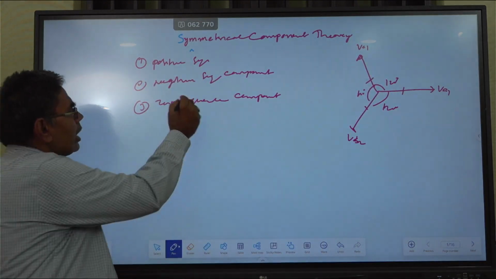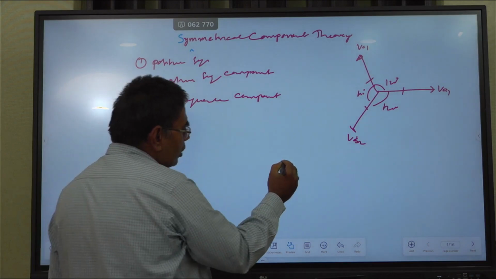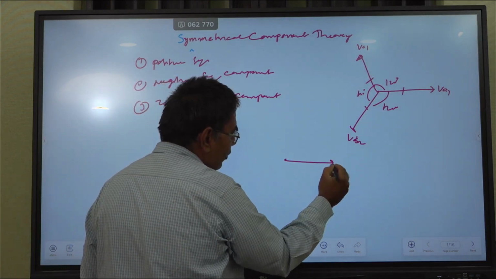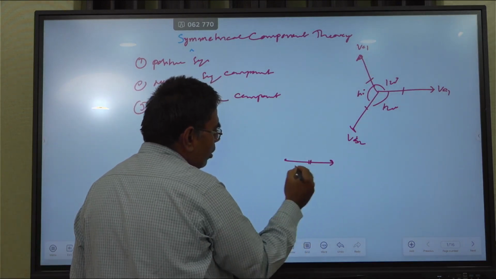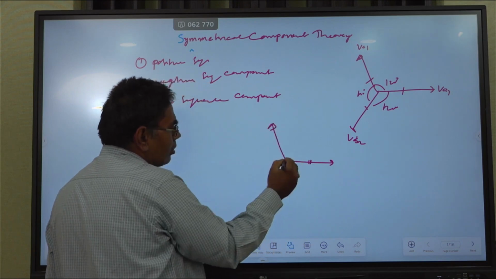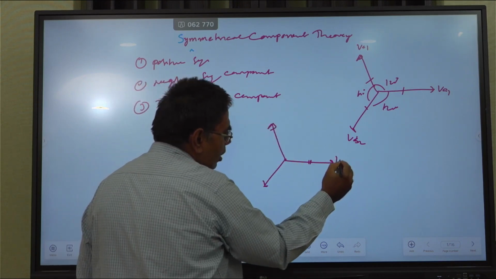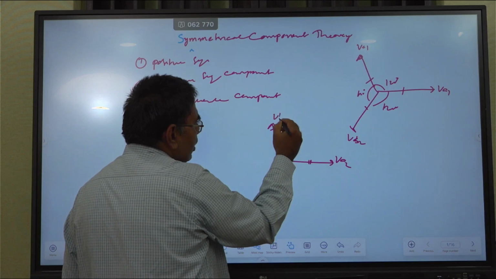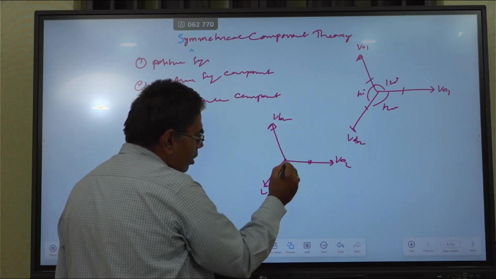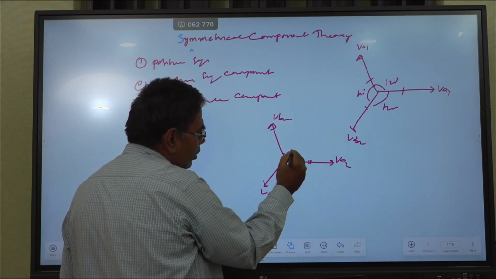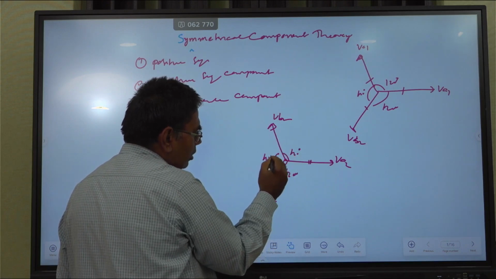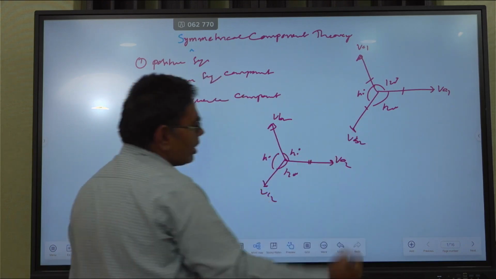The second is the negative sequence component. A negative sequence component is one which has three vectors equal in magnitude but displaced in the opposite direction to the original vectors. This is VA2, this is VB2, this is VC2, displaced by 120 degrees from each other but in the opposite direction. This is the positive sequence, and this is the negative sequence.